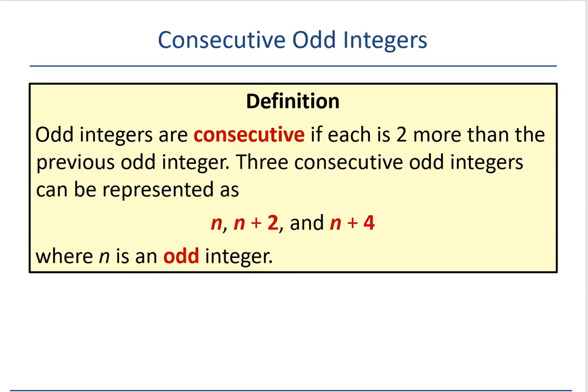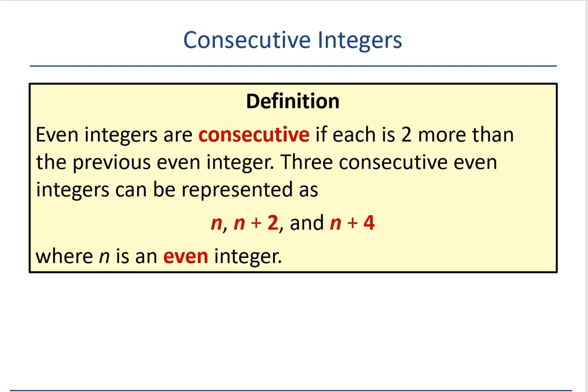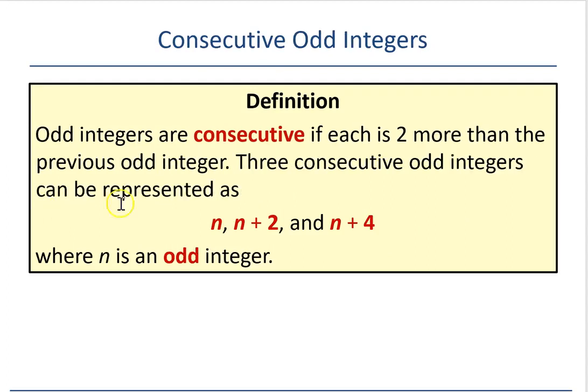Okay, and then we can do the same with odds. Odd integers are consecutive if each is 2 more than the previous odd integer. 3 consecutive odd integers can be represented as n, n plus 2, and n plus 4. Notice it makes sense on either one. If I start with 2 and I add 2 and I add 4, well, it's always going to be an even integer. But if I started with 3, it's the same thing. Notice you have the same exact formula on either one of these. It just depends on what you are starting with. Are you starting with an odd number, or are you starting with an even number? Kind of makes it a little simpler to help whenever you're having to figure these out in the long run.